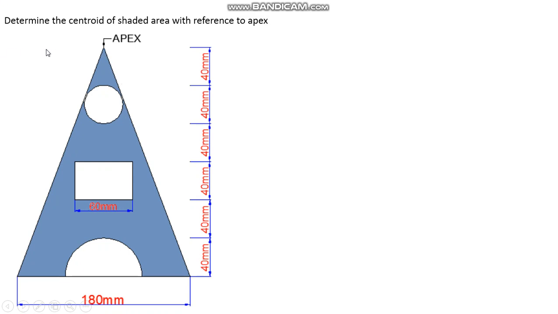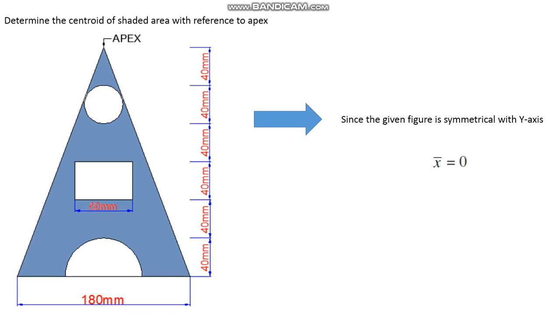So here it will be the x axis and this will be your y axis, and the first thing you should check is whether it is symmetrical about the x axis or the y axis. Here it is symmetrical about the y axis, hence no need to find x bar. So x bar will be 0. In this figure you have four figures. The shaded area is a triangular portion, and from it a semicircle, a rectangle and a circle have been cut out.